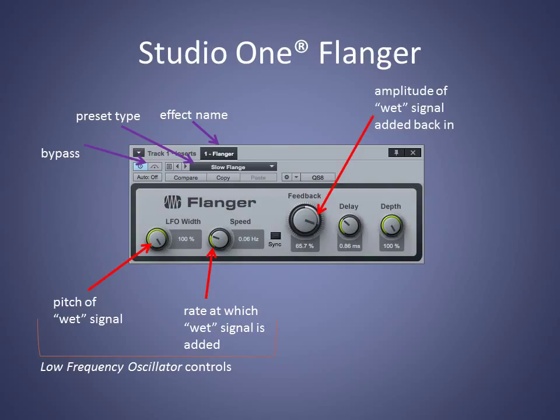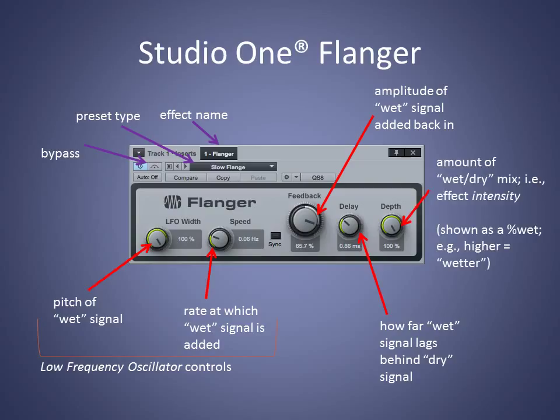Over here on the right, we have the feedback, which controls the amplitude of the wet signal added back in. The delay is how far that wet signal is going to lag behind the dry signal. And in Studio One, the depth over here is the wet-dry mix. So it's given as a percent wet, so the higher it is, the wetter it is. If it's at 100%, all you're going to be hearing is the wet mix.